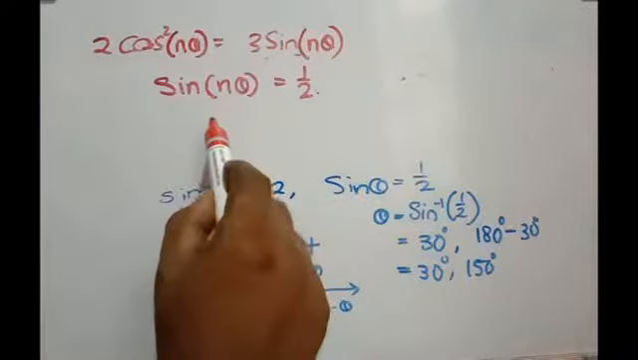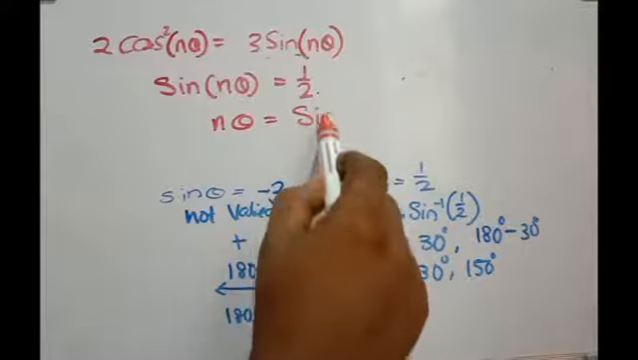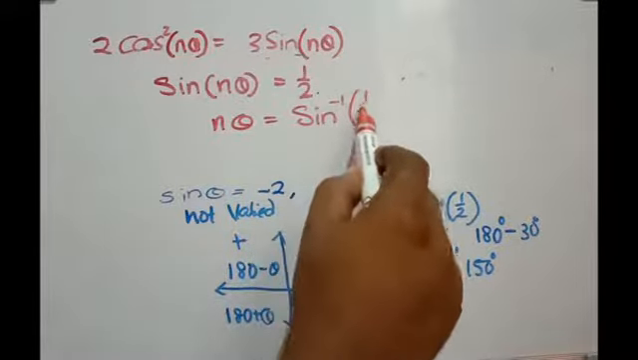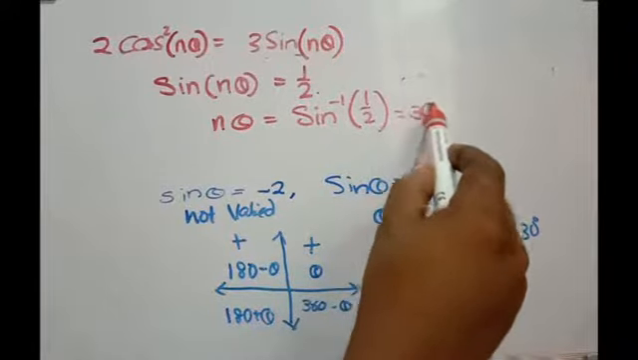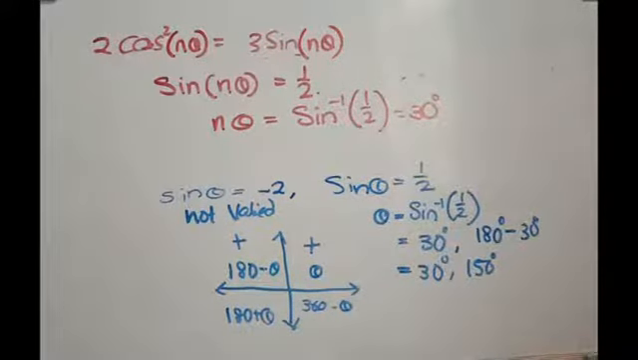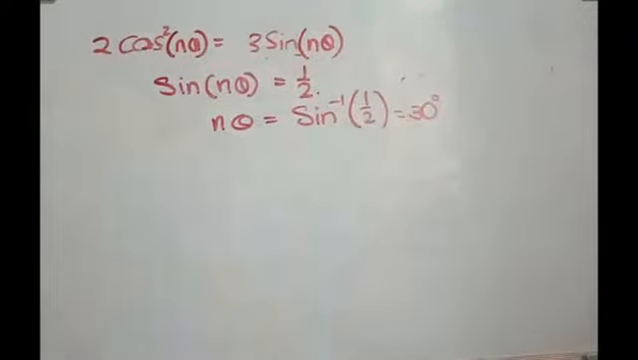So we get n theta as sine inverse 1 by 2, which is 30 degrees. So we got n theta as 30 degrees. And you know, this is the basic angle. This is the smallest angle so formed.